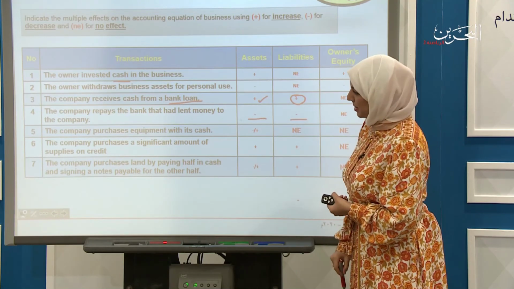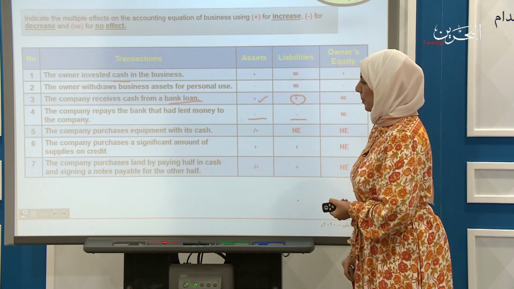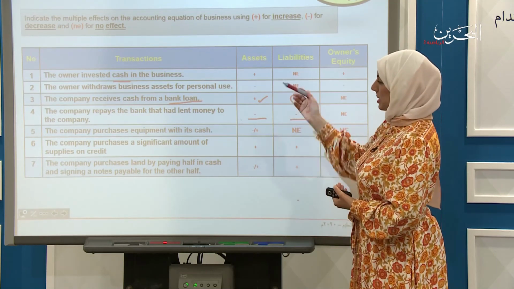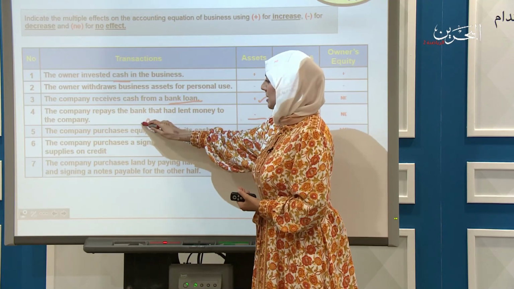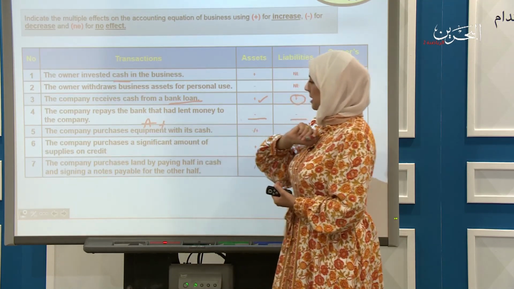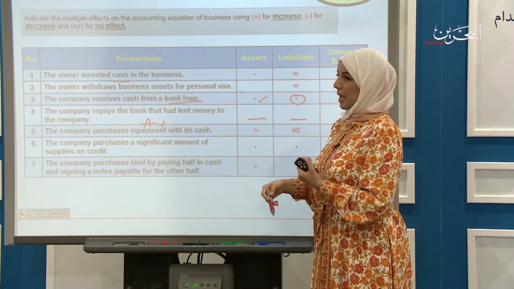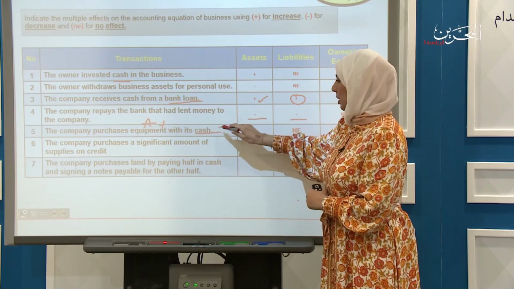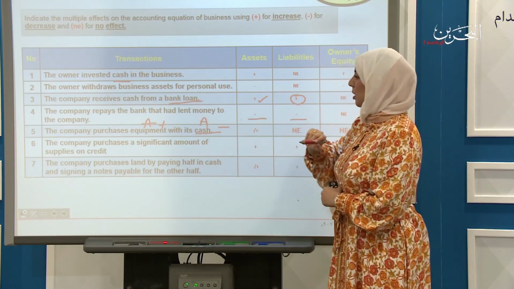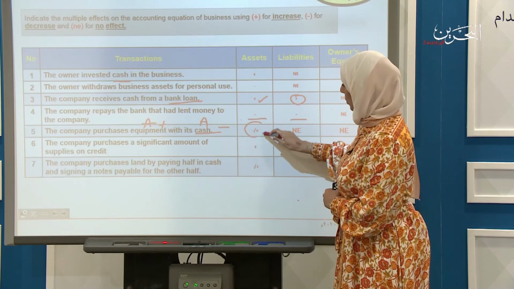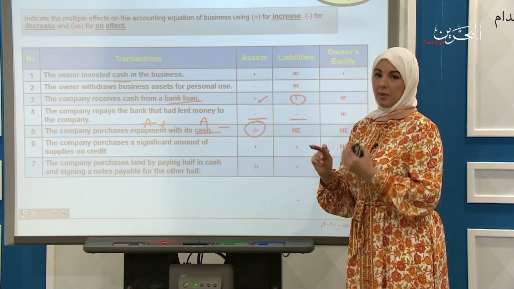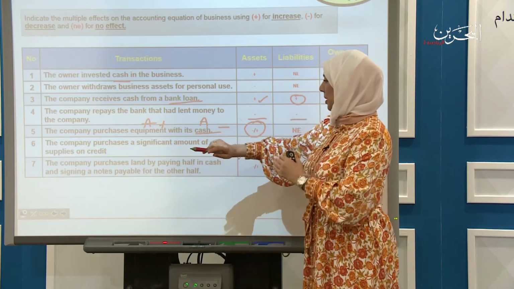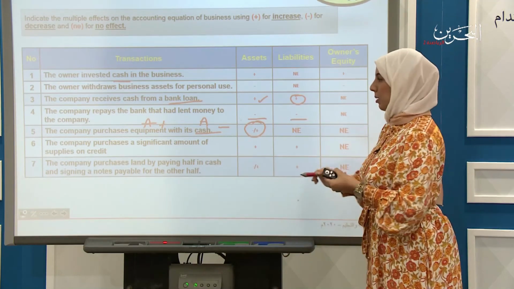Moving to the fifth transaction, the company purchases equipment with its cash. If I purchase equipment, the equipment will increase, and I know that the equipment is an asset, so this asset will increase. And I pay cash for it, so the cash will decrease, and I know the cash is also an asset. So the effect, both of them, will be on the asset side: one increases when I buy the equipment, and the other decreases when I pay the cash.